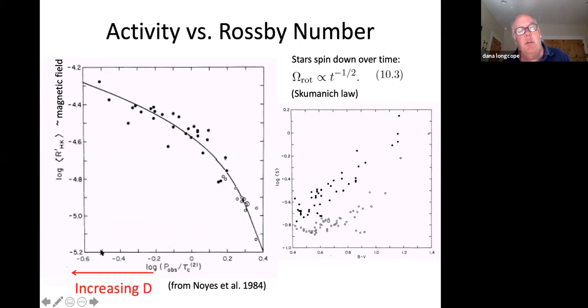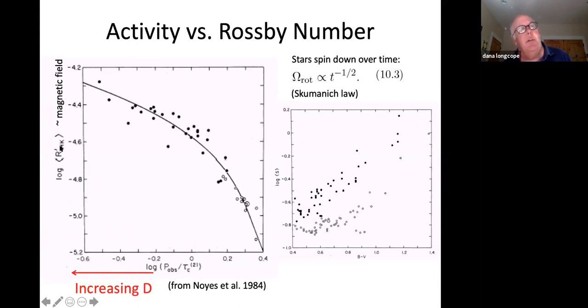So here's the log of the Rossby number for a bunch of stars. And so remember, the Rossby number increases, the dynamo number decreases. So higher dynamo numbers, stronger dynamos, are to the left. And then what they plot on the abscissa is the log of something that is basically a proxy for the magnetic field. I can't go into this.